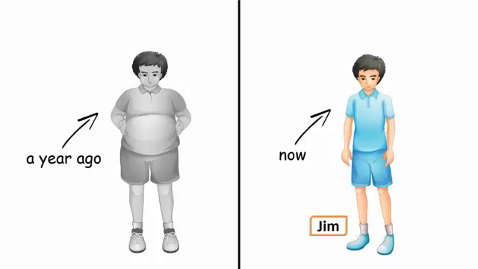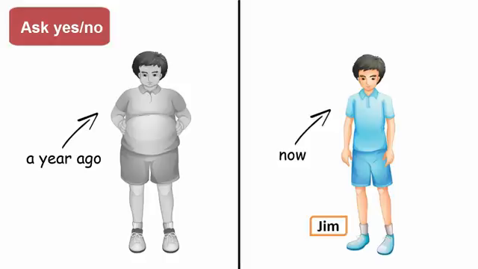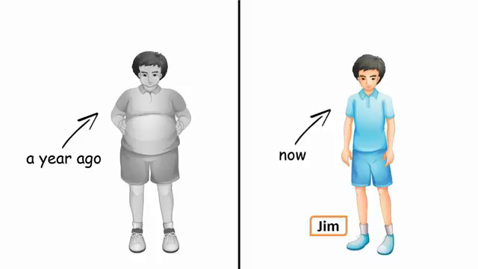He wasn't thin a year ago. Was he thin a year ago? No, he wasn't. He wasn't thin a year ago. He was fat a year ago. Was he fat a year ago? Yes, he was. He was fat a year ago.